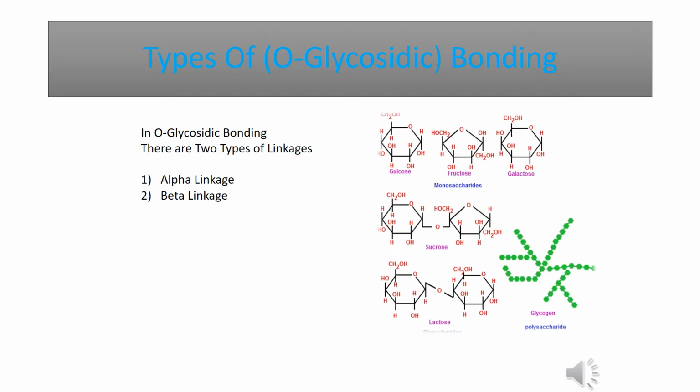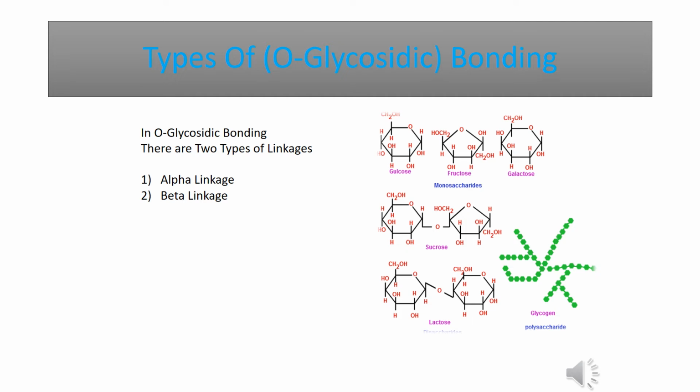So there are two types of O-glycosidic bonding pattern in carbohydrate. They are alpha linkage and beta linkage. This is mainly based on the attachment of the OH group on the first carbon atom. If the OH group in the first carbon atom is oriented below the plane, then it is known as alpha monomer. If the OH group is above the plane, then it is known as beta form.